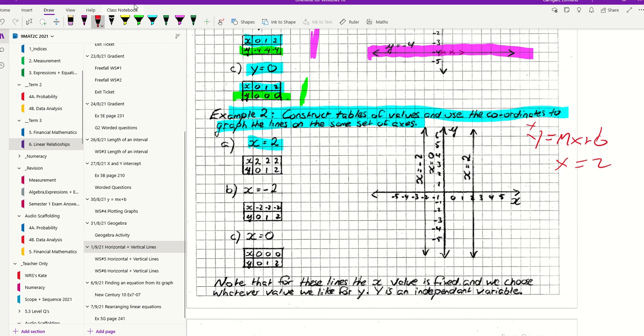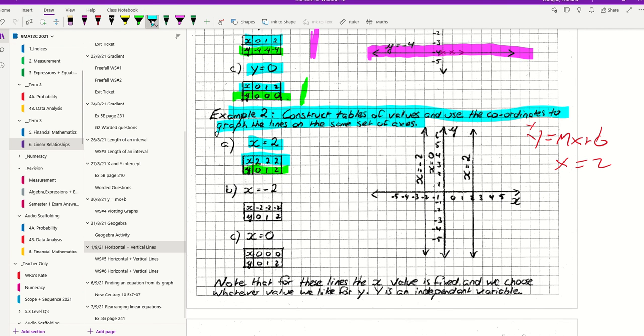So when I'm filling in this table of values, I need to just write down x equals 2. And in this case, I've got nothing to tell me what the y value is, so I get to choose whatever y values I like. If you like, it becomes the independent one. I'm just going to use 0, 1 and 2 for my y.